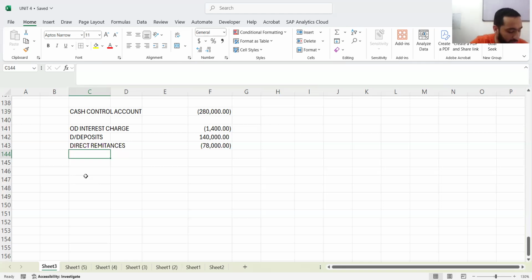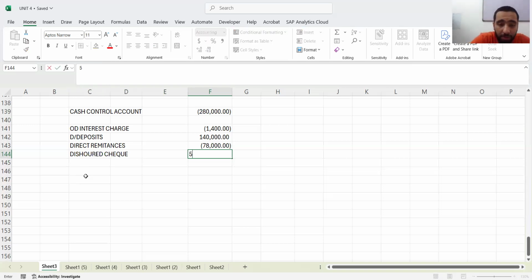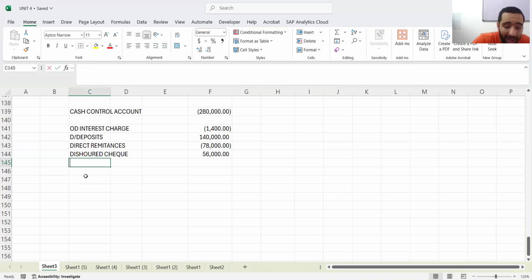Check issued for the creditor 56,000 was dishonored by the bank, and the bank charged 1,200 as dishonored charge. Dishonored check. Okay. Check issued for the creditor. You have paid a creditor 56,000. That is dishonored. That means that check is invalid. So you have reduced your value by issuing a check, and then the value should be increased. So 56,000 positive plus bank charges.